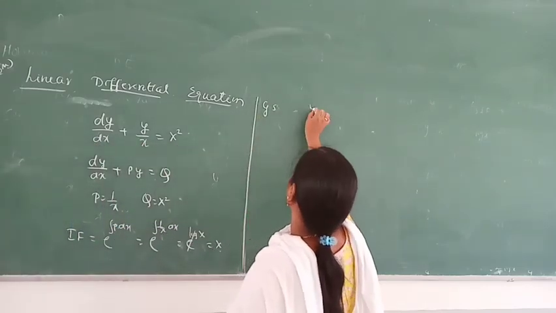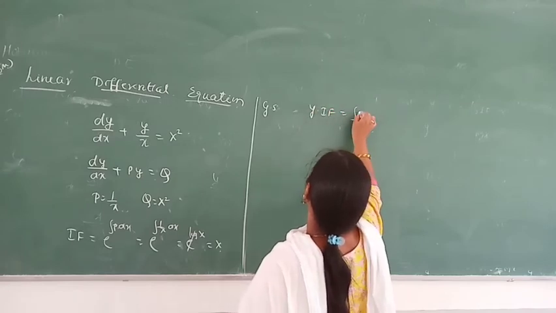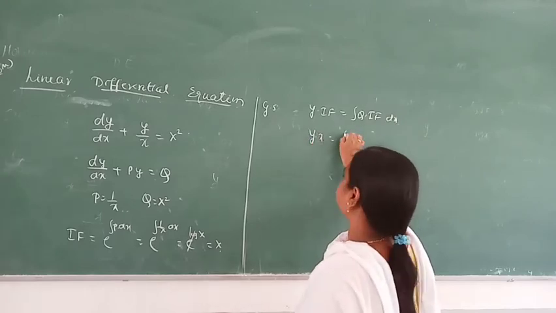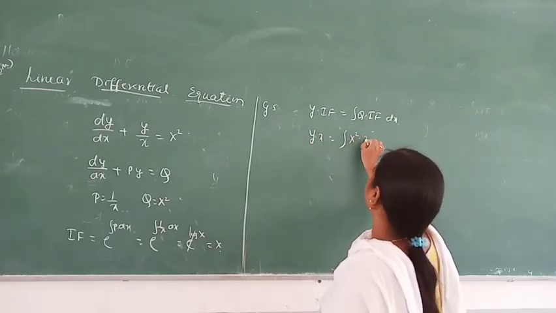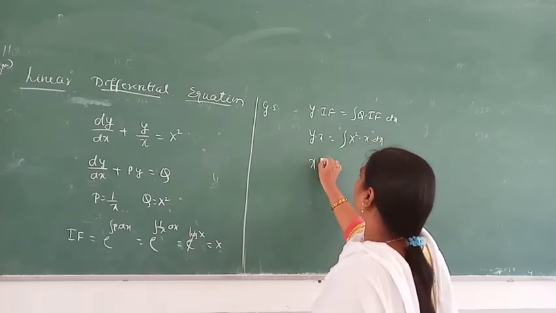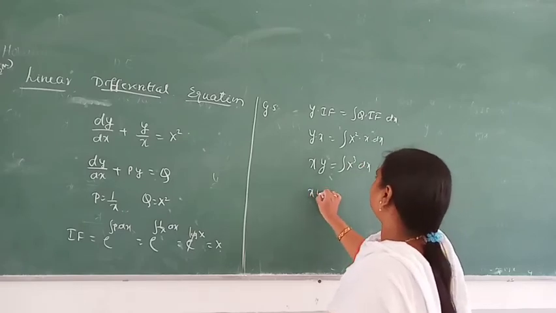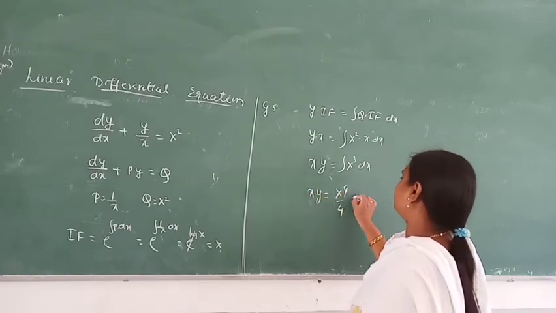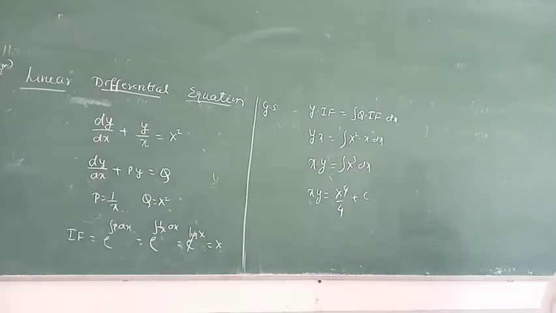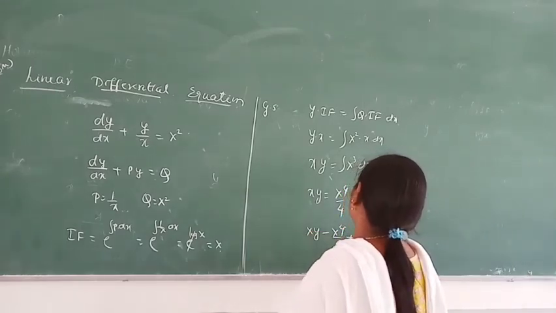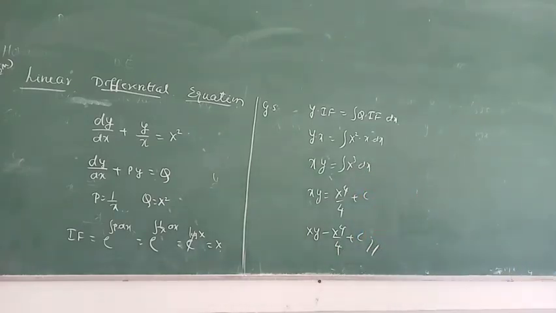Next, the general solution. The general solution is y into IF equals the integral of Q into IF dx. y into x equals the integral of x squared into x dx, which is the integral of x cube dx. x into y, or y into x, both are the same. x y equals x to the power 4 by 4 plus c. This is the general solution of the linear differential equation. Still, if you want, you can write xy minus x to the power 4 by 4 plus c. This is the answer. It is a 5 marks question, nothing more to it.